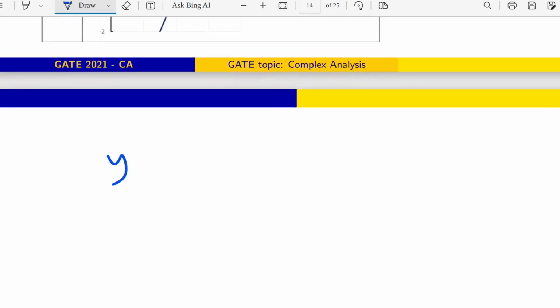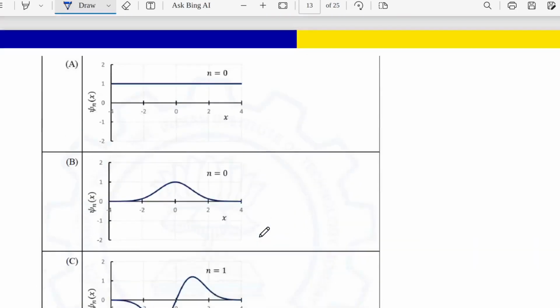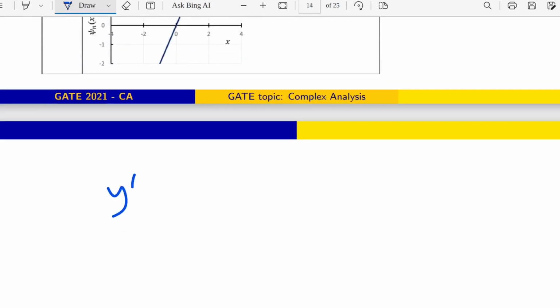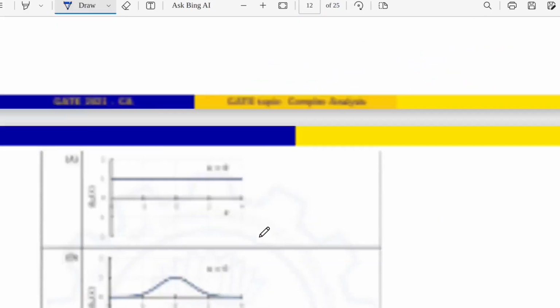Okay, so I am just going to write this one a little bit clearly. Minus 2x y prime(x), then plus 2n y.